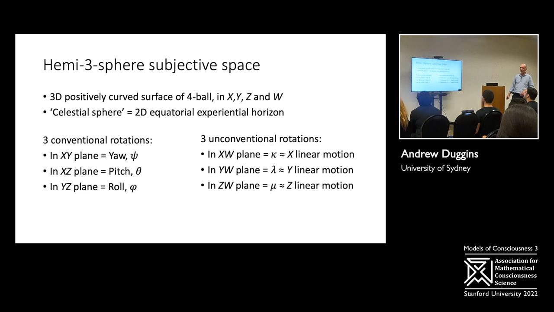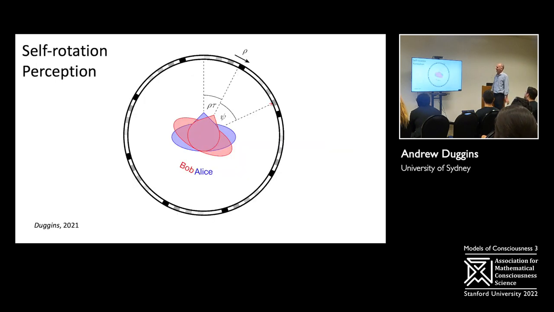Well, that's what I've shown you so far. And in the last 5 minutes, I want to talk to you about why. Why would subjective spatial geometry be anything like this? And for that, I need you to indulge me with a slight diversion. The diversion is into some work I did just last year. You can look it up by Googling Duggins and self-rotation perception, a model of self-rotation perception. It seems like something completely different, but just indulge me for a moment.